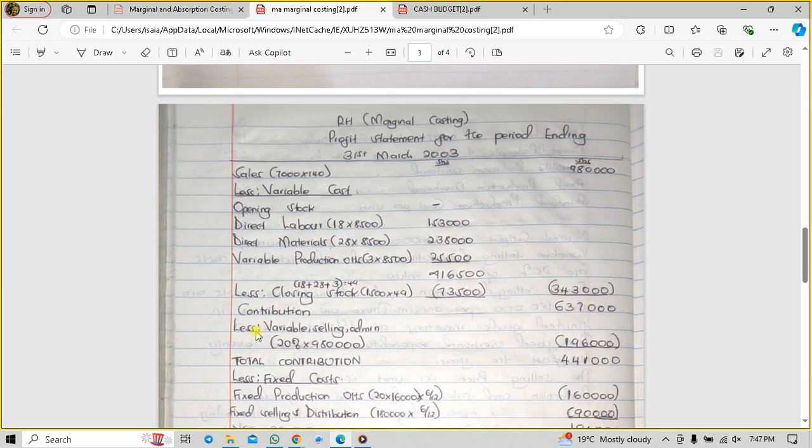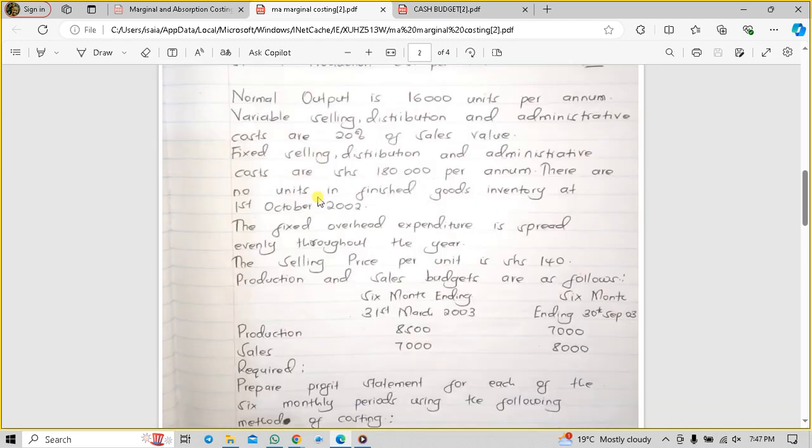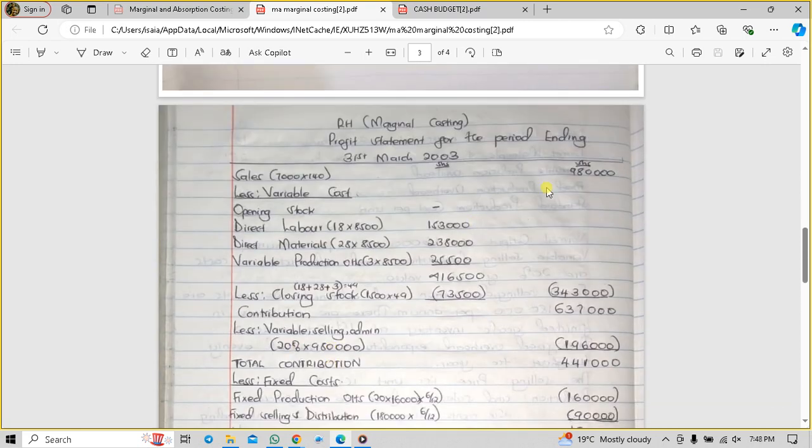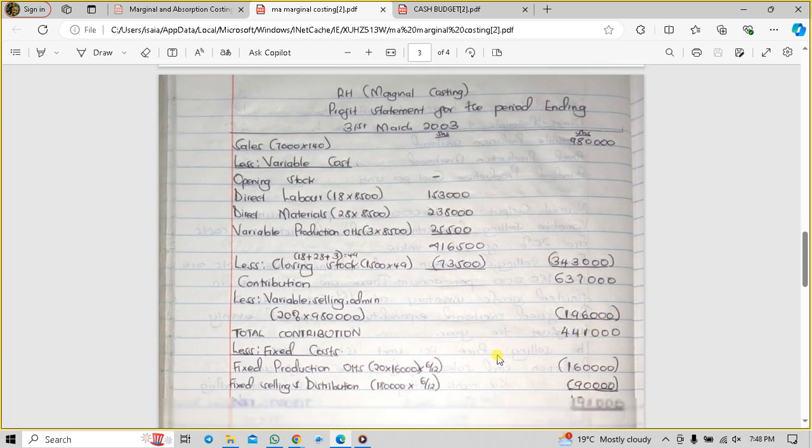From there, you're going to less variable selling and administration according to the format. The variable selling, distribution and administrative costs are 20% of sales value. So what do you do? You take 20% of the sales value, 980,000, and you get 196,000. Then you subtract contribution minus variable selling and administrative costs. Then you'll have the total contribution.